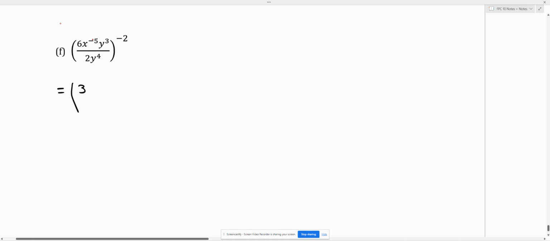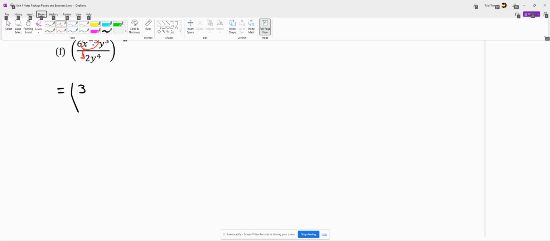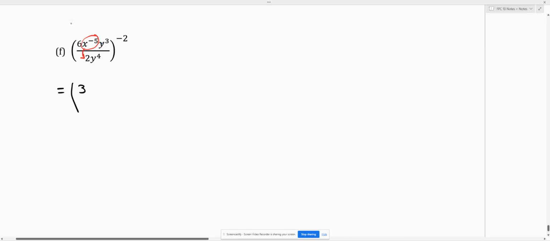So I'm going to do a few steps at once. So this x to the negative 5 is going to shift down. And I'm going to subtract my y's. So put maybe blue here. I'm going to go 3 subtract 4 to give me negative 1 on my y. So I have a y to the negative 1 up top. Okay, let's shift back to black.